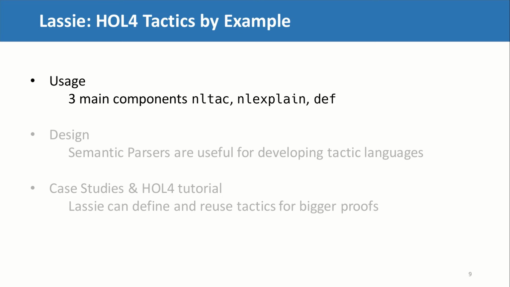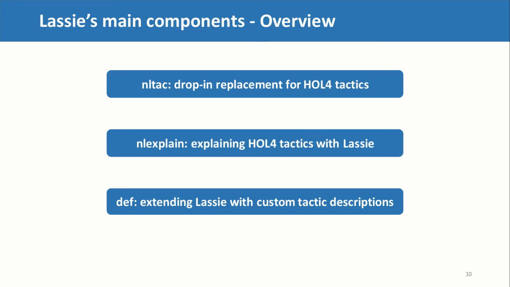Let's start with how Lassie is used. So, as a quick overview, Lassie has 3 main entry points. The first one is NLTAC, which acts as a drop-in replacement for HOL4 tactics. We have NLExplain, which can be used to understand what the HOL4 tactic underlying a Lassie tactic is. And finally, there is def, which allows you to extend Lassie with custom tactic descriptions.